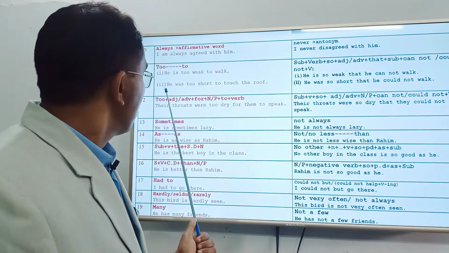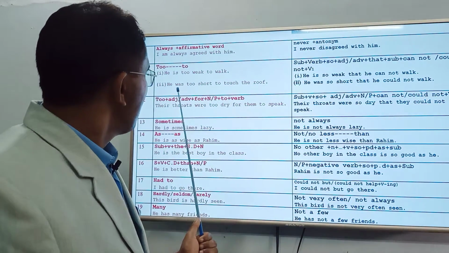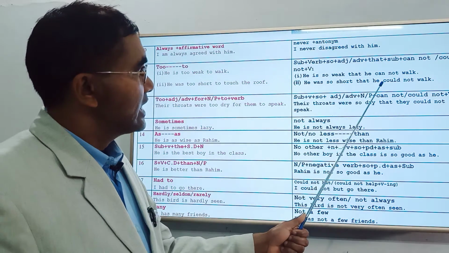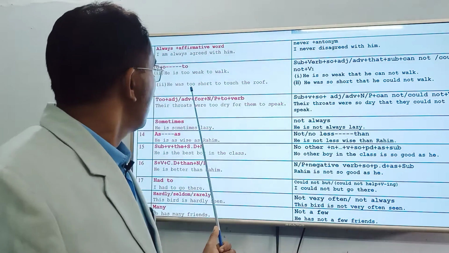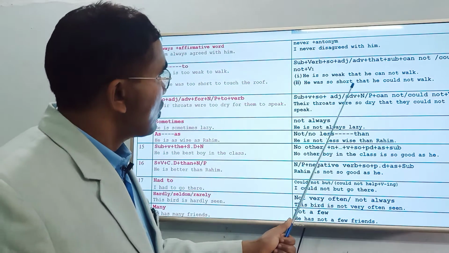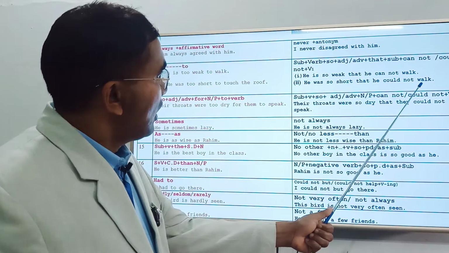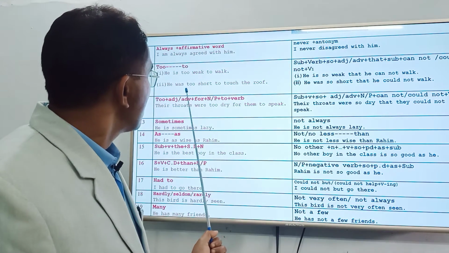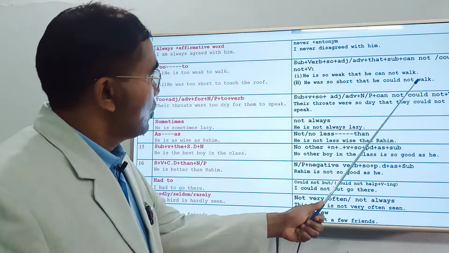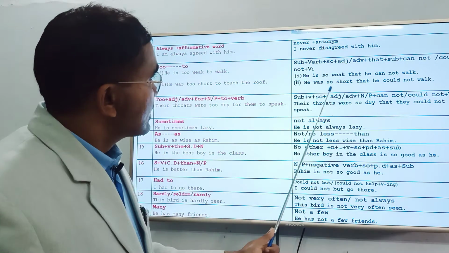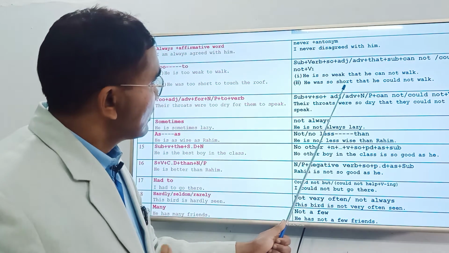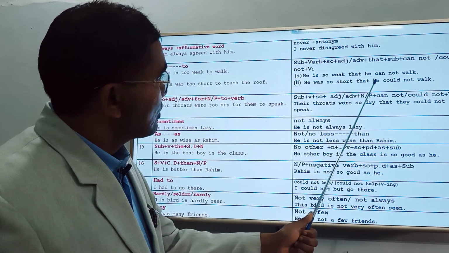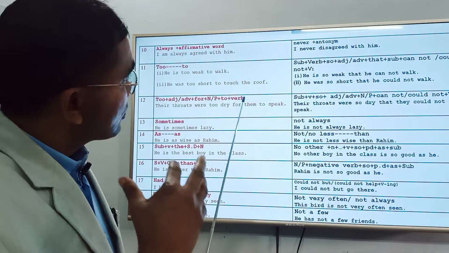For example, he was too short to touch the roof. The negative form can be he was so short that he could not touch the roof. Basically, he was so short that he could not touch the roof. The sentence can be correctly spoken by saying he was so short that he could not touch the roof. Basically, could not touch the roof.